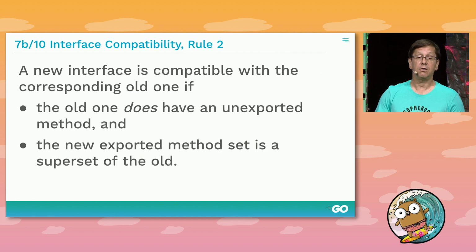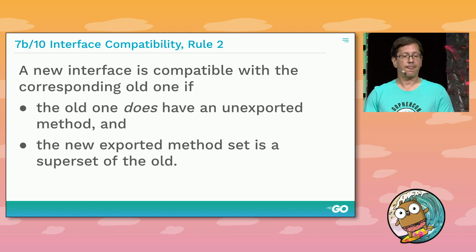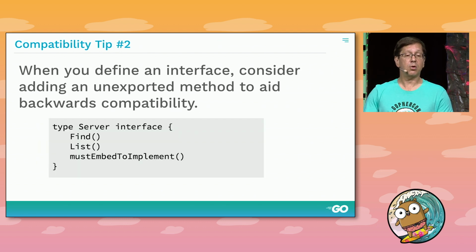Unless, that is, your interface has an unexported method. Then you can add methods to it, both exported and unexported. You can even remove or change unexported methods. That's because clients have to embed your interface to implement it. That suggests the following tip. Put an unexported method in your interface so you can make backwards compatible changes to it.